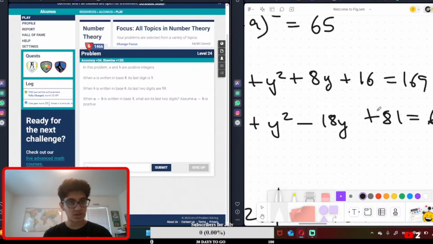When A is written in base 9, its last digit is 5. When B is written in base 6, its last two digits are 5, 3.